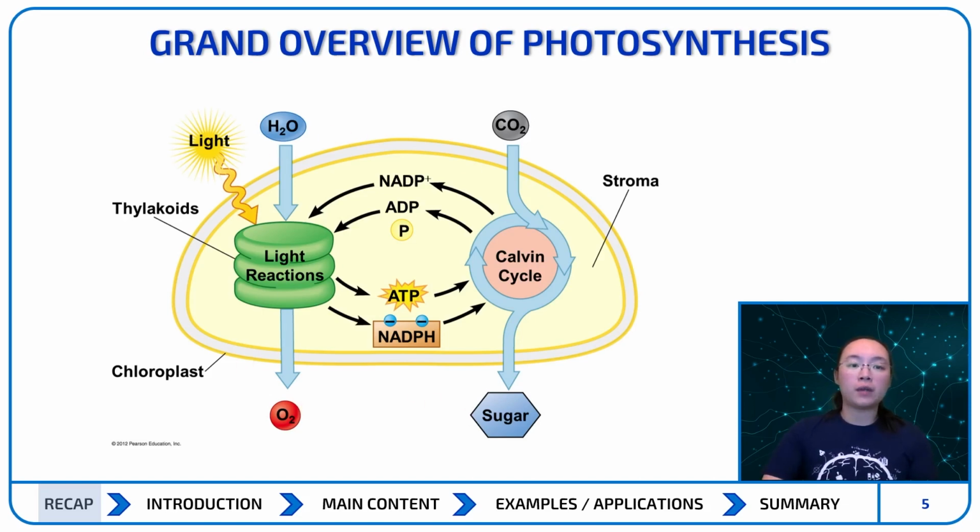But then you also have the Calvin cycle taking place after you get ATP and NADPH from your light-dependent reactions. Through the Calvin cycle, you'll then be able to take in carbon dioxide and then make sugar after converting ATP and NADPH back to ADP with a phosphate group and NADP plus. So it's a constant cycle of photosynthesis.